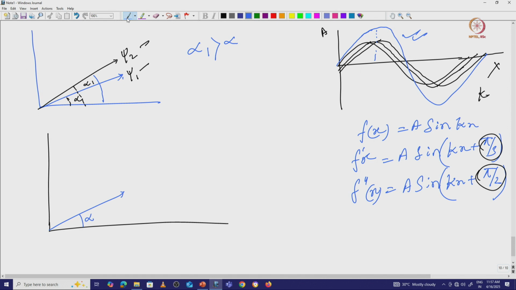So what is the difference in phase between these two waves? The major difference, because the amplitude is almost the same. As I mentioned, this length will be the amplitude of that wave. In both cases you can see the amplitude is almost the same. What is the difference? The difference is the phase.